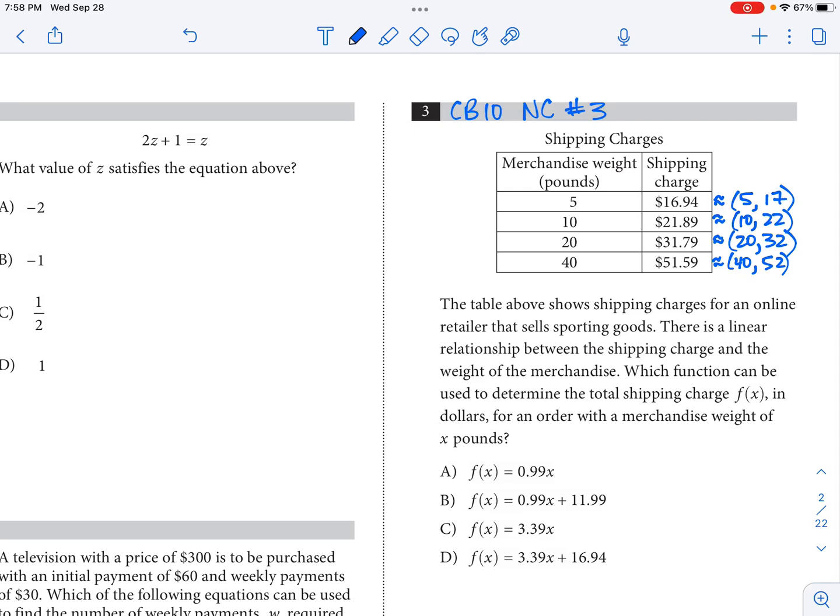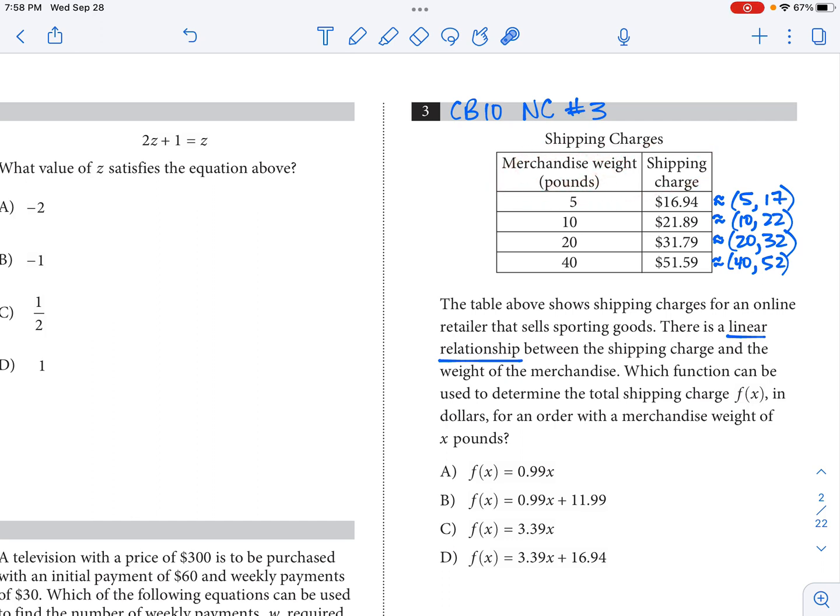College Board 10, no calculator, question number 3. The College Board is going to ask a ton of questions about linear relationships, linear modeling, linear equations. We see a big clue right here where it says there is a linear relationship between these two things, which happen to be the weight of the merchandise being shipped.